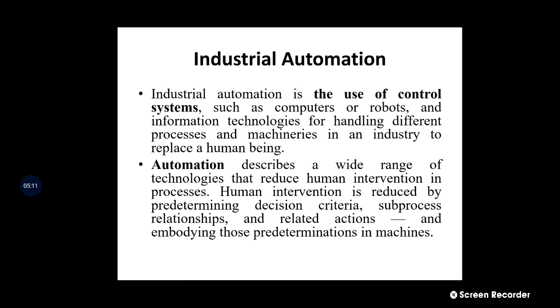Industrial automation is the use of control systems such as computers or robots and information technologies for handling different processes and machineries in an industry to replace a human being. Automation describes a wide range of technologies that reduce human intervention in processes. Human intervention is reduced by predetermining decision criteria, sub-process relationships and related actions, and embodying those predeterminations in machines.